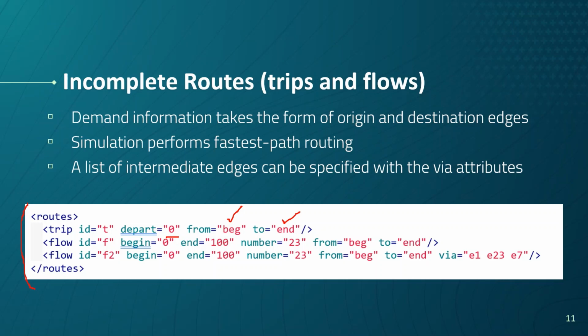Please be advised that the difference between trip and flow is that in the flow we define a timestamp, but in the trip we don't. And we want 23 vehicles to run through the network within this timestamp, which starts at edge big and ends at edge end. Well, now let's open the Netedit software and see how we can generate a demand file.